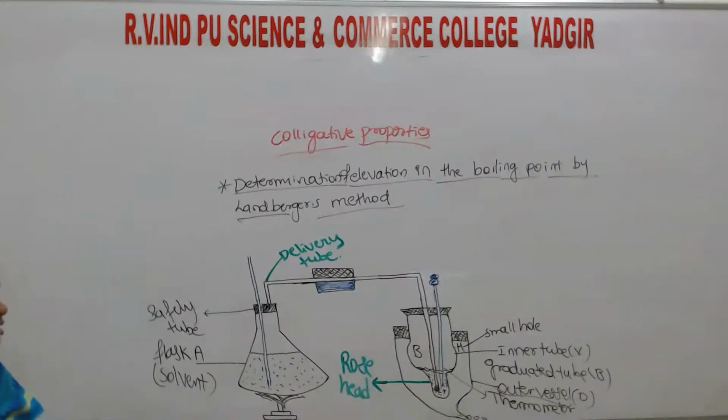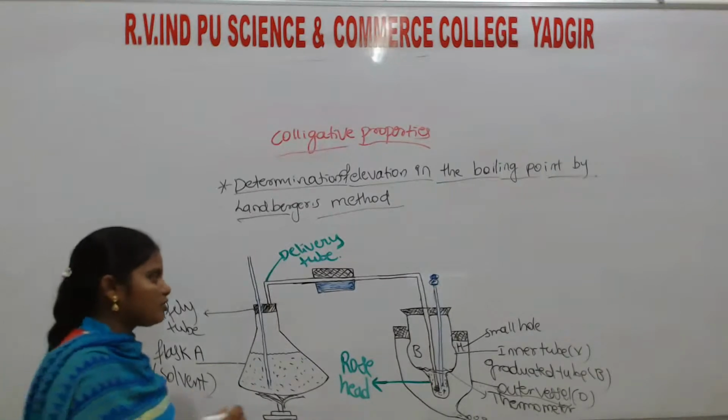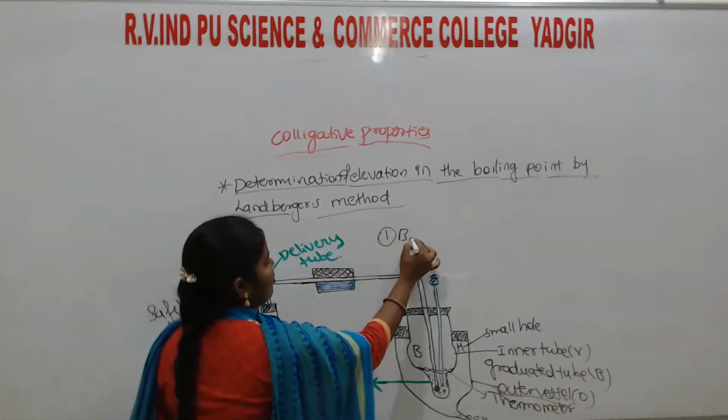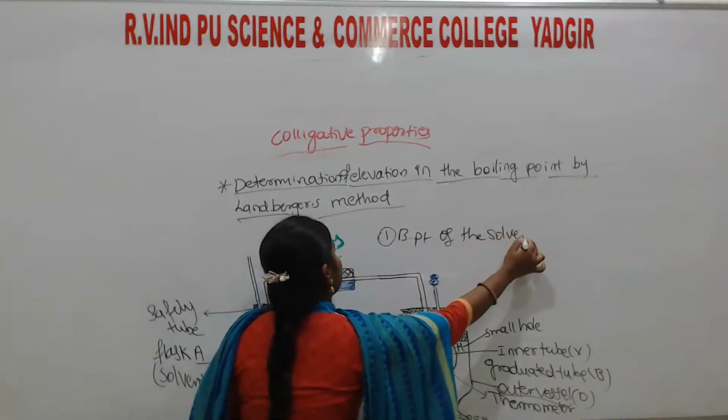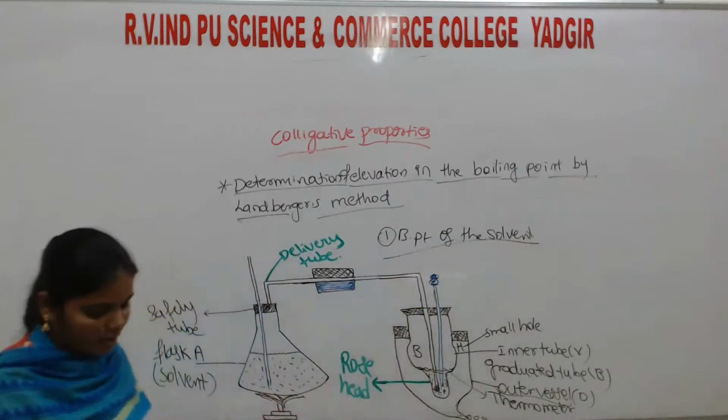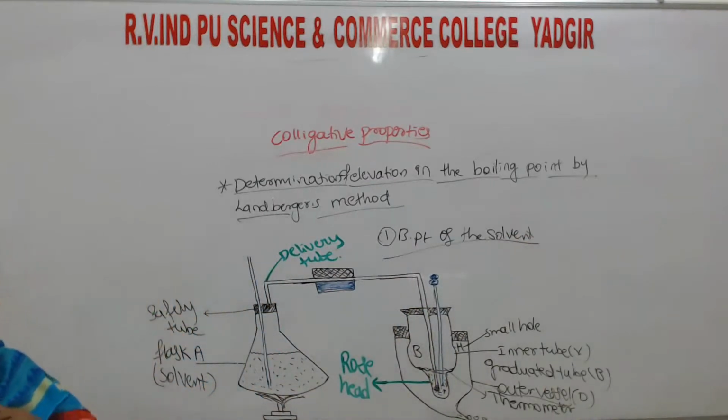point of the pure solvent. When the temperature remains constant, it gives the boiling point of the solvent. Then this whole process is repeated, finding the boiling point of the solvent and then of the solution. The difference between the solution and the solvent boiling points is known as the elevation of the boiling point.